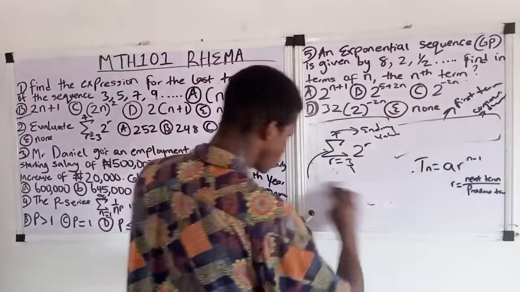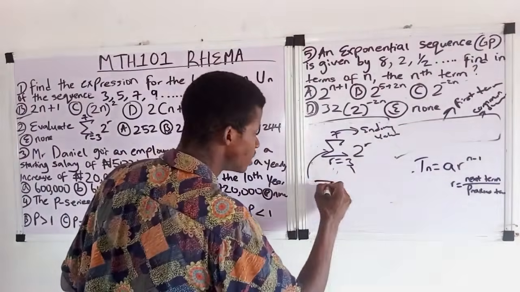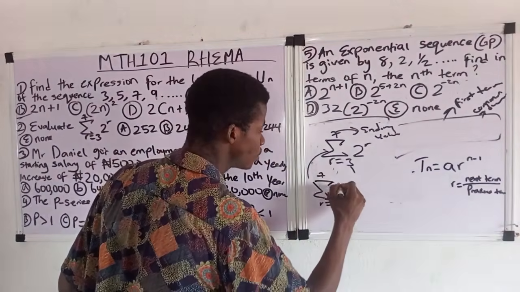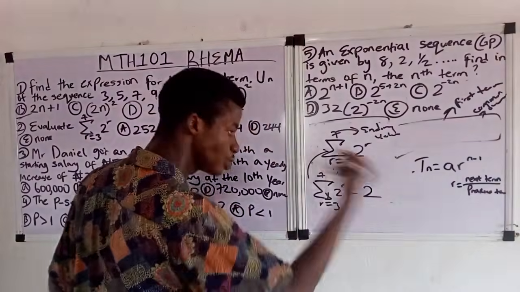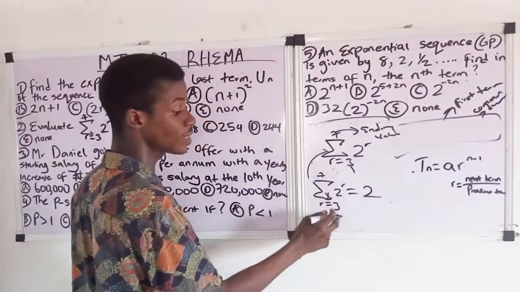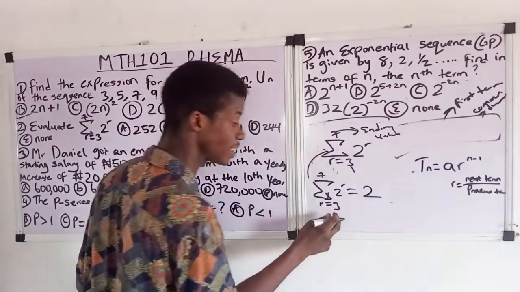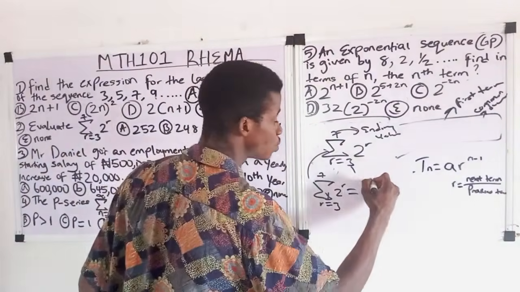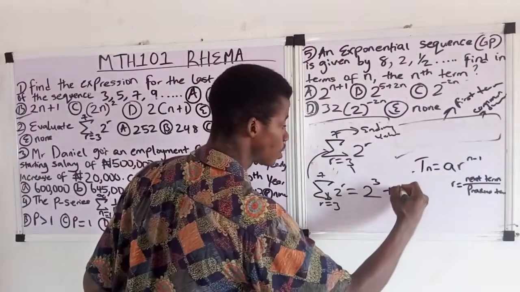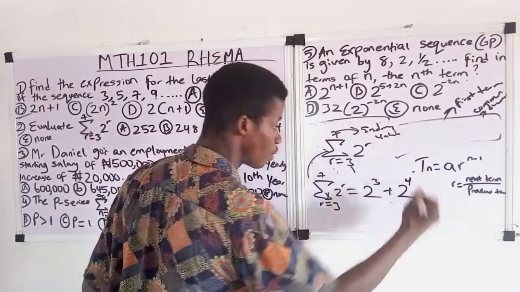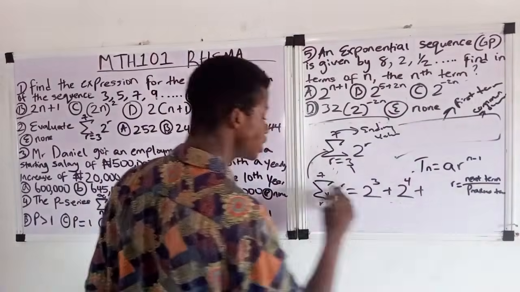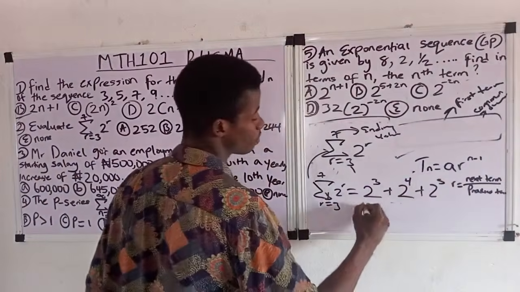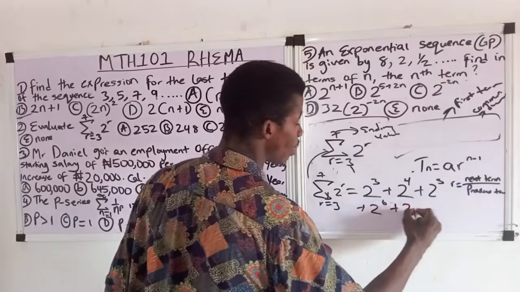If we continue, we have something like this. r equals 3 to 7, 2 raised to the power r. 3 is the starting value, 7 is the ending value. So we start with 2 raised to the power 3, plus 2 raised to the power 4. We end with 7. Plus, because sigma means the summation of everything, then plus 2 raised to the power 5, plus 2 raised to the power 6, plus 2 raised to the power 7.